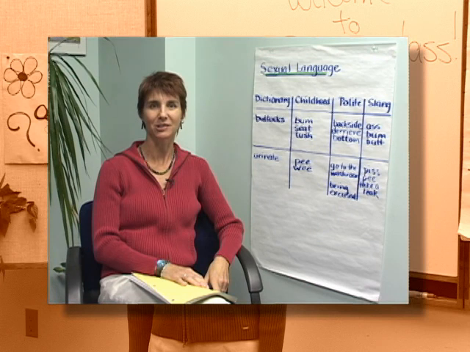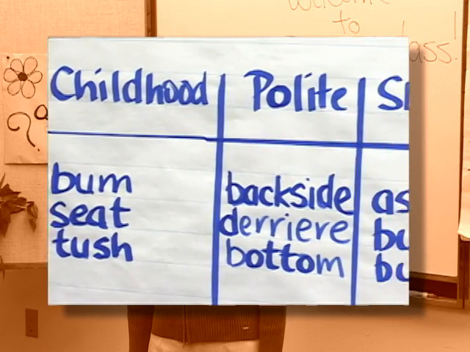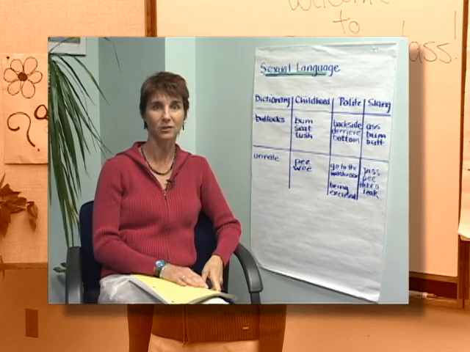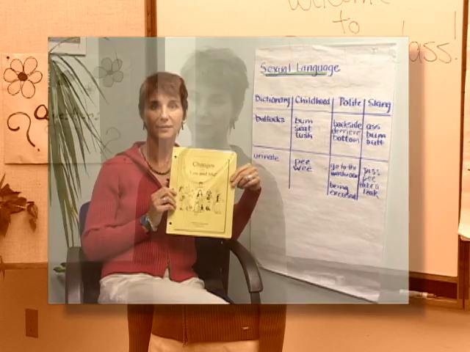Next, I do a language exercise. It gets the giggles out, which is part of the point. Plus, it gives us a common language to use throughout the classes. I explain there are 4 kinds of words for private body parts and functions: dictionary, childhood, polite, and slang. Whatever words you use, make sure it's common to both genders. You can refer to the Changes Manual for the full exercise.